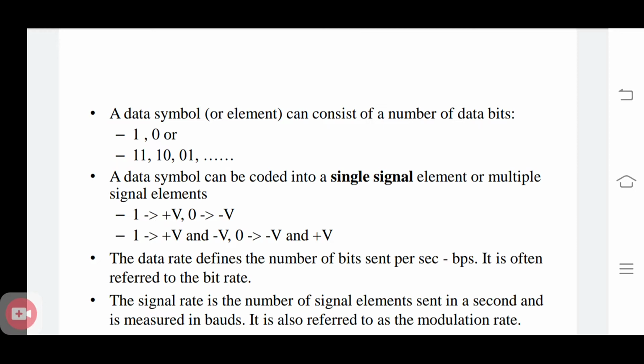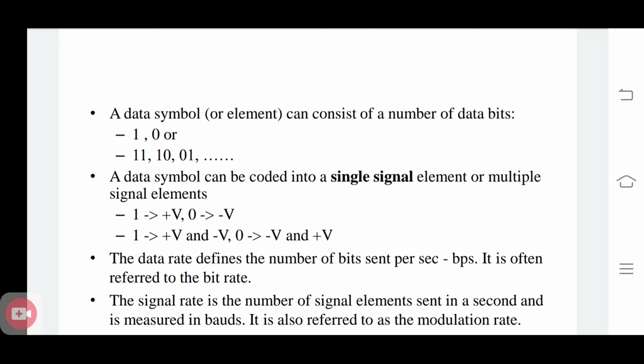In the next case, we have a binary 1 and we can encode it as plus V or minus V. So it's a multiple signal element conversion. So 0 can be represented as minus V and plus V.